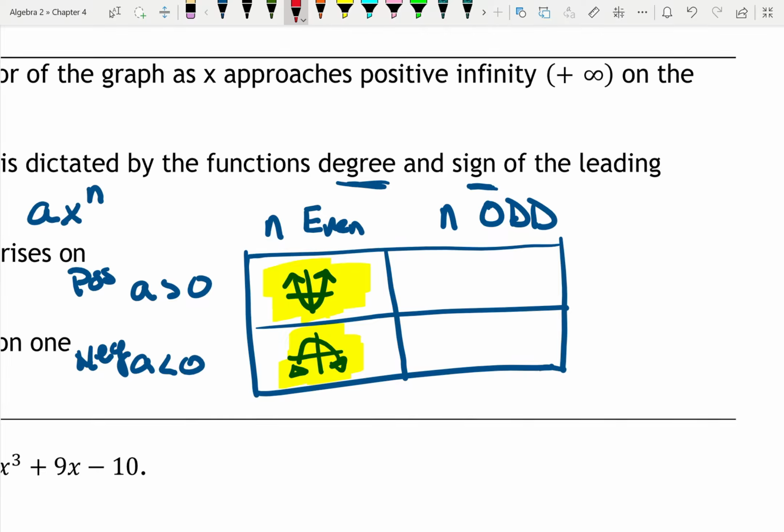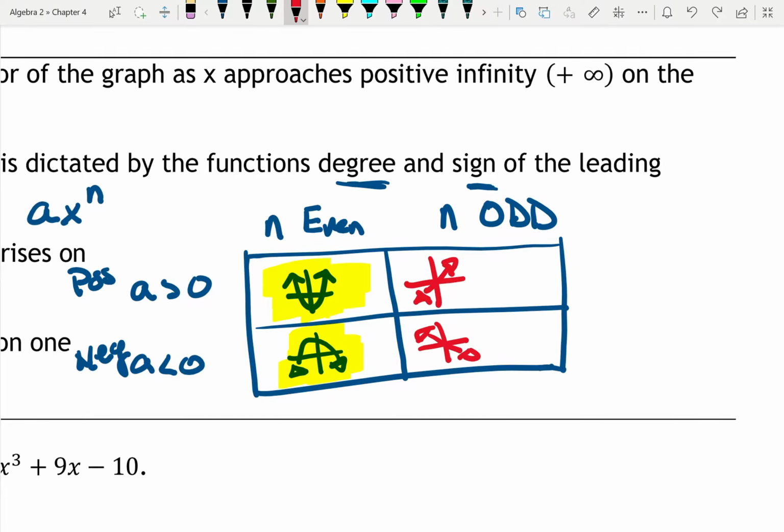In the next spot here, we have n being odd. That would be like a linear equation, right? A linear is degree 1, so it's odd. So if a is greater than 0, then a linear equation would be something like this. And if it were less than 0, it looks something like this. And again, these are just rough little graphs to help us remember what it's supposed to look like. So if we look at the top one here, it falls to the left and it rises to the right.